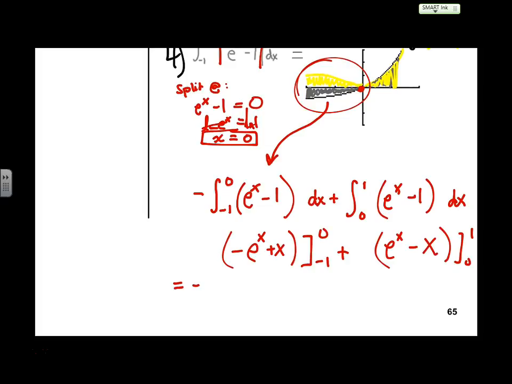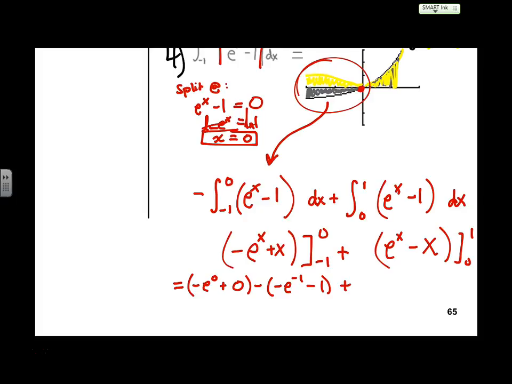Plugging in 0. Negative e to the 0 plus 0. That's f of b. Oh, not f plus x, I wrote the wrong thing. That's f of b, right? Plugging in the top number. Now I need to do f of b minus f of a. Who am I plugging in now? Negative 1. Negative e to the negative 1, plus negative 1 is minus 1. Okay, do you see my f of b minus f of a for the left-hand one?